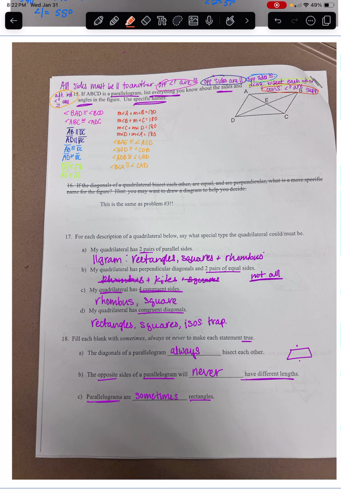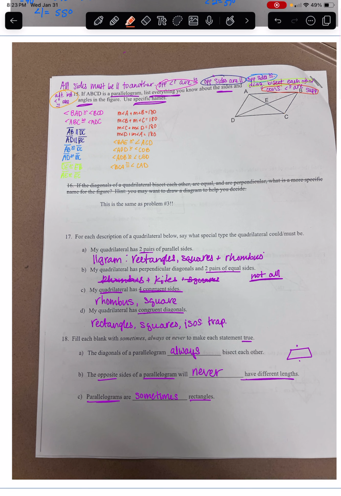This last page, the first one, number 15, definitely remember all the things circled. Those are all very important. Know what a parallelogram is. This test is all about parallelograms, pretty much. Be able to write out what a parallelogram is. And then just go from there and label everything you can. What are all the diagonals? What are all the alternate interior angles?